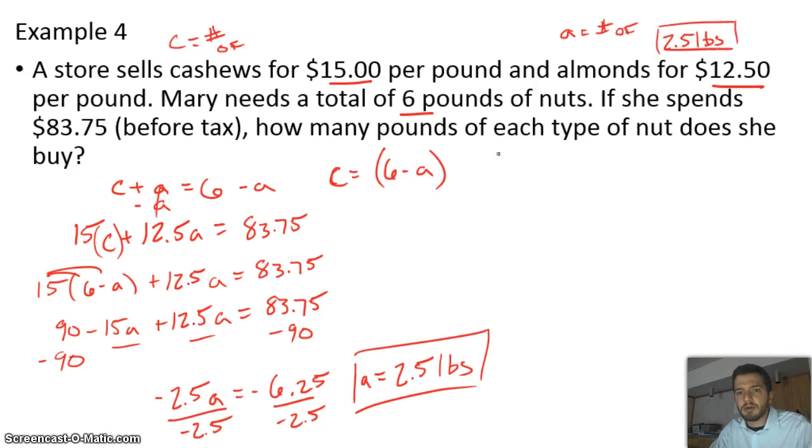All right, and now we'll go back to get the cashews. Use this equation right here: C equals 6 minus the pounds of almonds. So 6 minus 2.5, so C equals 3.5 pounds.